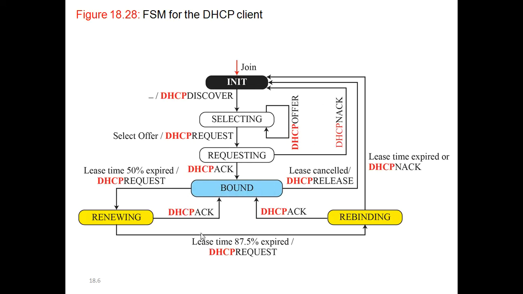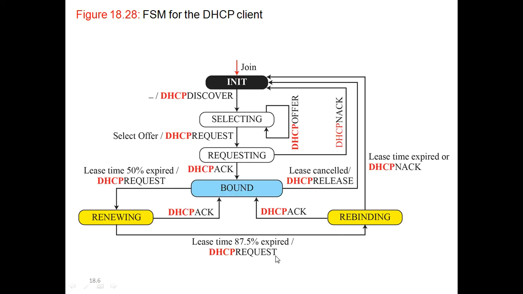Renewing state. Here you can observe this is the renewing state. The client remains in the renewing state until one of two events happens. It can receive a DHCP acknowledgement, which renews the lease agreement. In this case, the client resets its timer and goes back to the bound state. Or if the DHCP ack is not received and 87.5% of the lease time has expired, the client goes to the rebinding state. This one, the rebinding state.